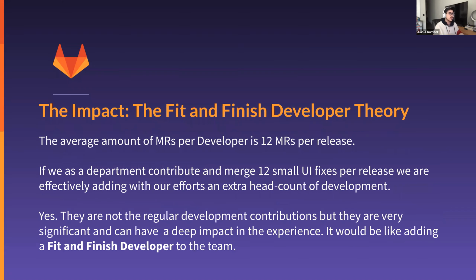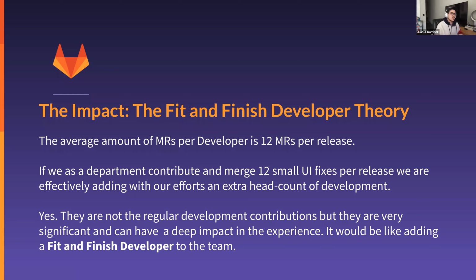And what's the impact? I wanted to summarize it as the fit and finish developer theory, which is: Sid has mentioned several times that the average number of MRs per developer at GitLab right now is about 12 MRs per release. So if we as a department contributed and merged 12 small UI fixes per release, we're effectively adding with our efforts an extra headcount of development. I know we are not creating massive amounts of development contributions, so it's not the regular development contributions, but they're very significant for the final UI and UX. And I definitely think that they have an impact on the experience.